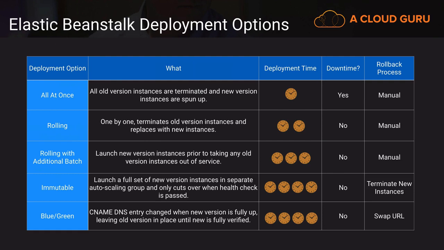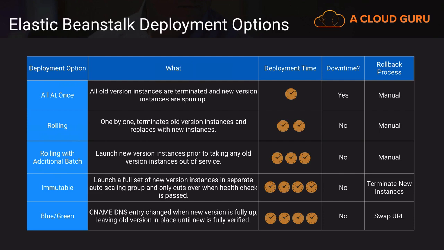The simplest, most straightforward is just doing an all-at-once deployment. And this just means we're going to terminate all the old and spin up all the new. And this is the fastest, but there is downtime involved, and the rollback process is manual. We have a rolling upgrade, which one by one we're going to terminate the old, and as we terminate the old ones, we're going to spin up new ones. We also have rolling with an additional batch, and in essence, we're going to spin up a whole set of new instances before we start taking out the old instances.